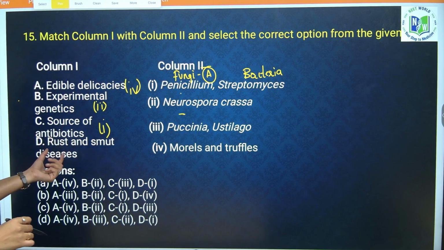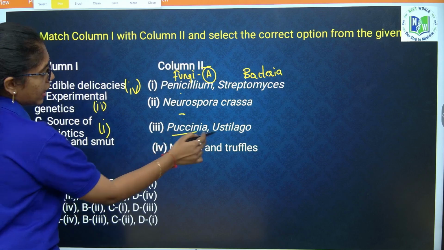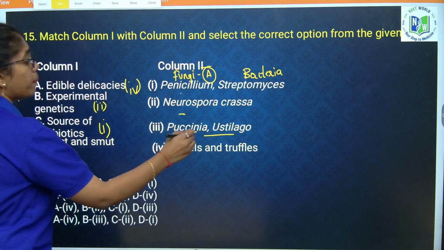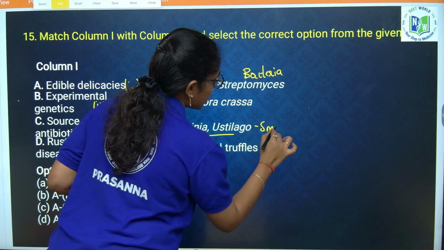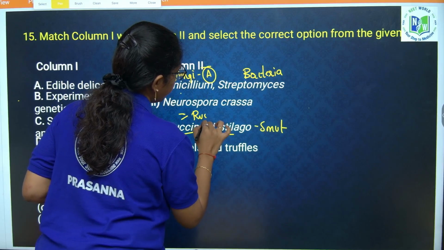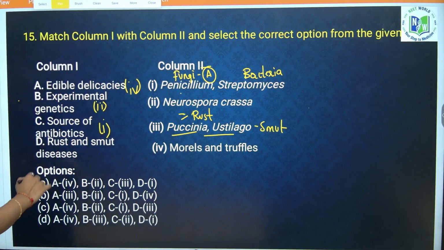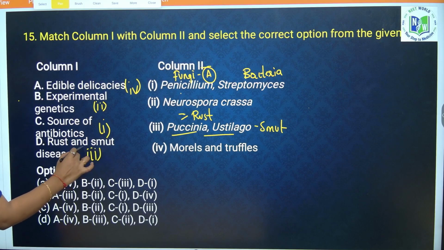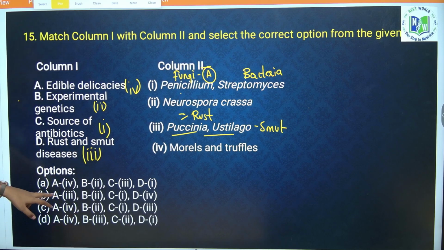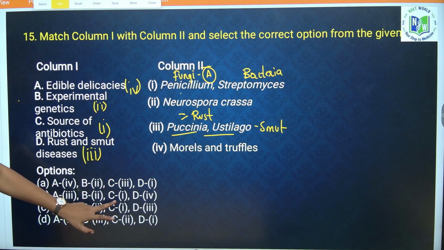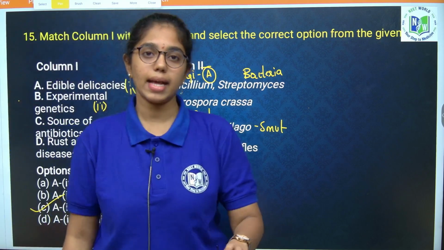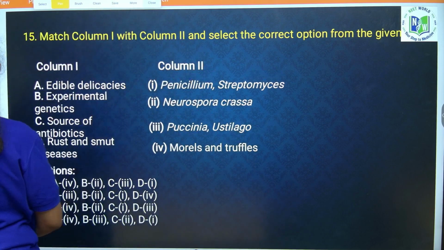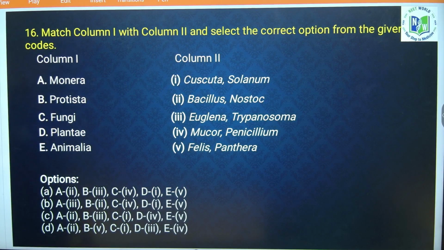Rust and smut. Rust and smut are caused by Puccinia and Eustilago, which cause what? Eustilago causes smut disease, and Puccinia causes wheat rust. So here D is option 3. Now you tell me what is the correct option. A4, B2, C1, D3. Option C is the correct answer. Next question.